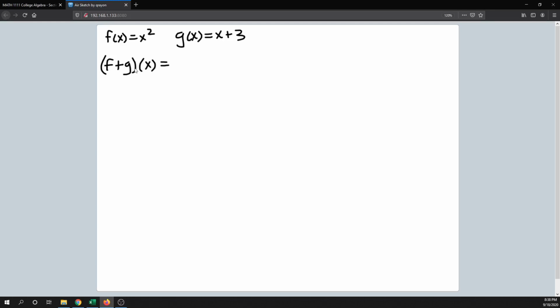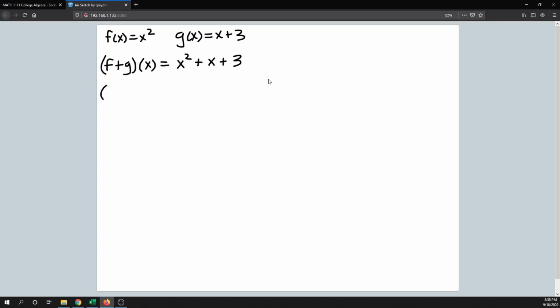All right, to build f plus g, you would just take the formula for f, which is x squared, and then add the formula for g, x plus 3. And you would simplify that if you can. In this case, you can't, and so that's it. Okay, but you can see f plus g is a more complicated function than either f or g. So we took these two kind of simple functions and made a more complicated function out of the two.